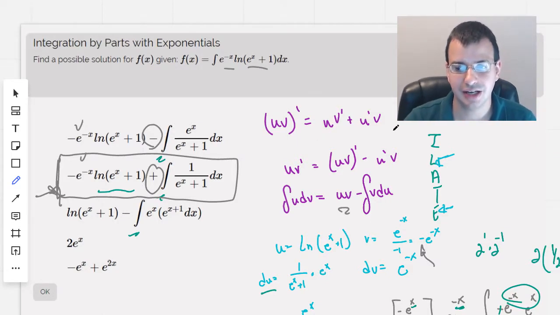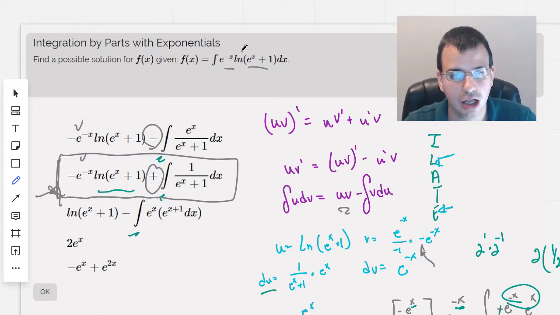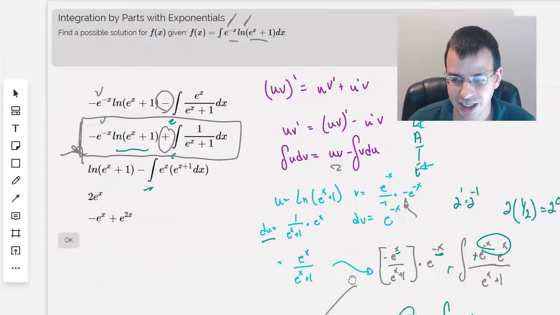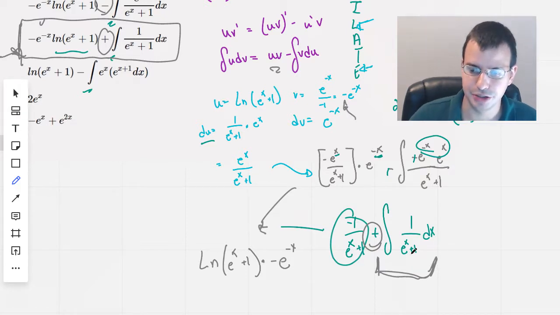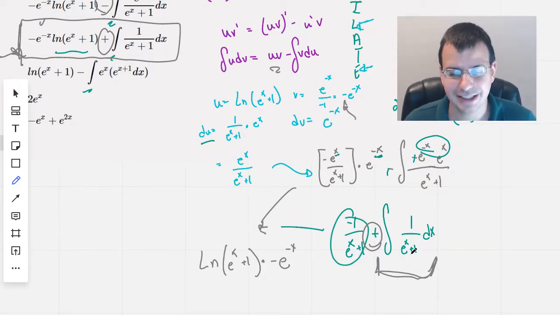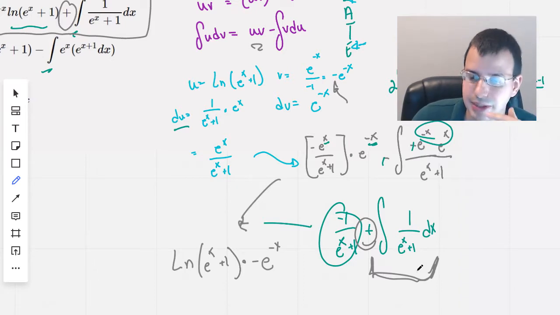And we look at I LATE as our mnemonic. We had a logarithm and an exponential. So we took the logarithm as u, we plug things in, and we get this integral that I don't know how to solve. Maybe I do. Maybe if I putzed around enough, I could figure it out. But it's not easy. And maybe it is. No, I don't think so. And I couldn't solve it.